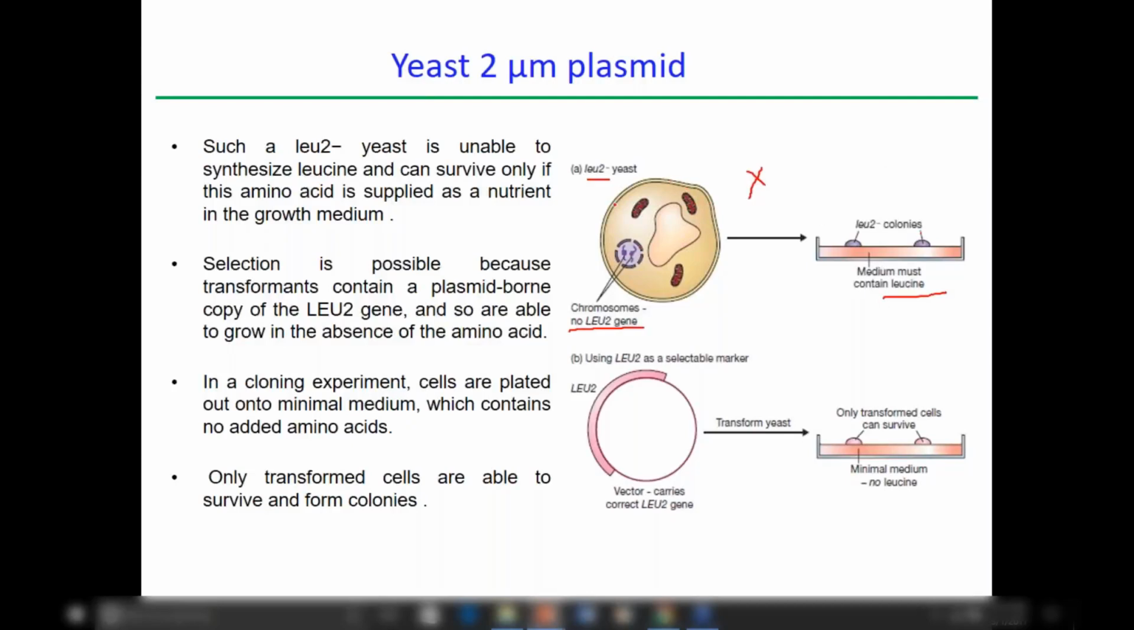Now, after removing this leucine, they inserted the gene into the plasmid. Now the vector carries the leucine gene. So if you insert any DNA of my gene of interest into the vector and it goes inside this bacteria, it can grow in a media that contains no leucine, isn't it? Understood or not what I'm saying?